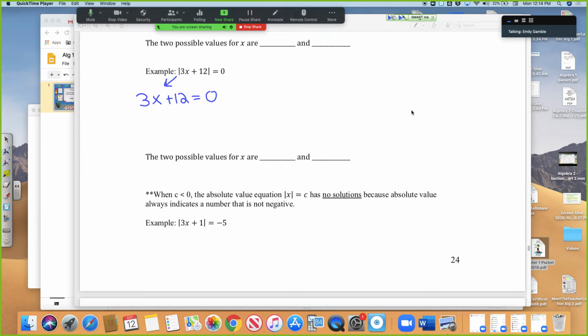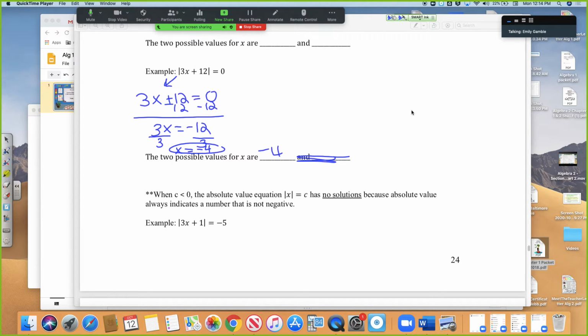So when I go to solve this one, I would subtract both sides by 12. I get 3x is equal to negative 12. And I divide both sides by 3. I'm going to get x is equal to negative 4. So this one only has one solution. And this will happen every time the absolute value is equal to 0. So the possible values for x are just negative 4. There is no second solution.